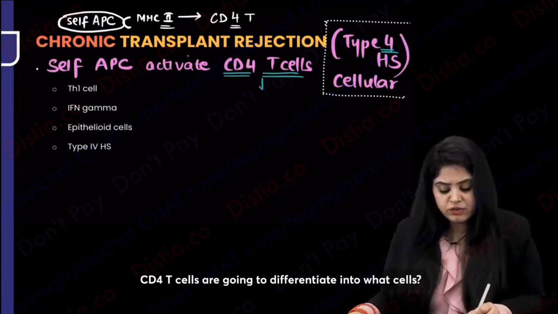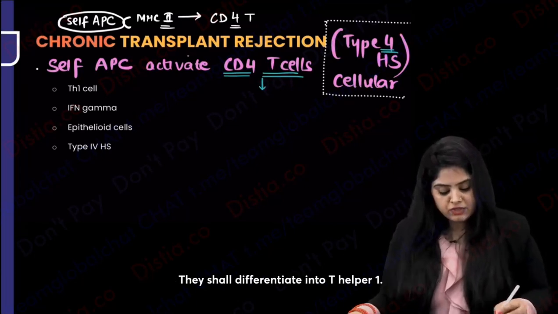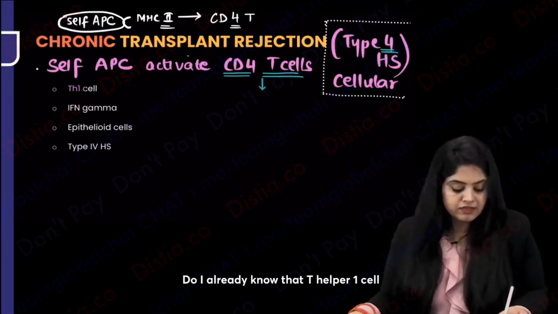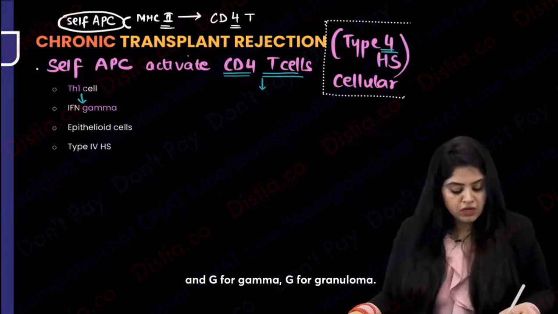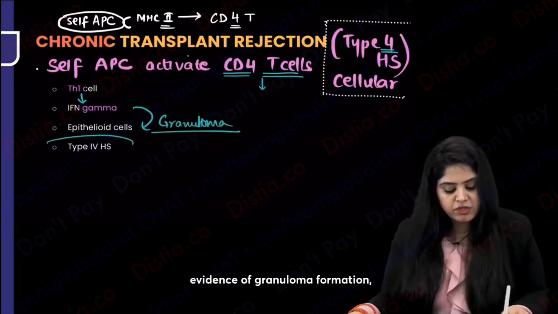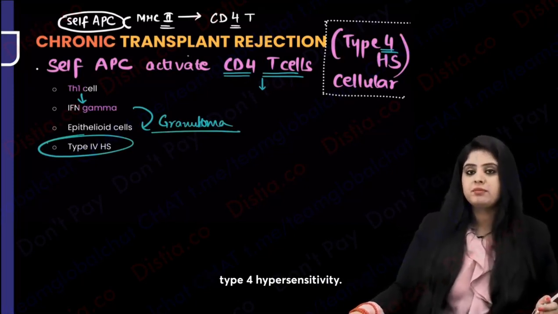CD4 T cells are going to differentiate into what cells? They shall differentiate into T helper 1. Do I already know that T helper 1 cell releases which interferon? It releases interferon gamma, and G for gamma, G for granuloma. So when I've written epithelioid cells, this basically means that there is evidence of granuloma formation, and this is all that is studied in type 4 hypersensitivity.